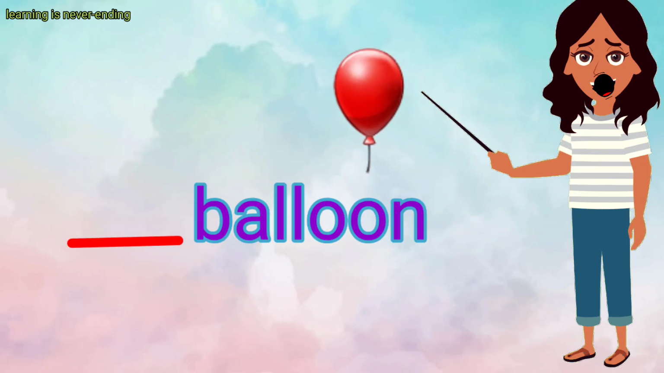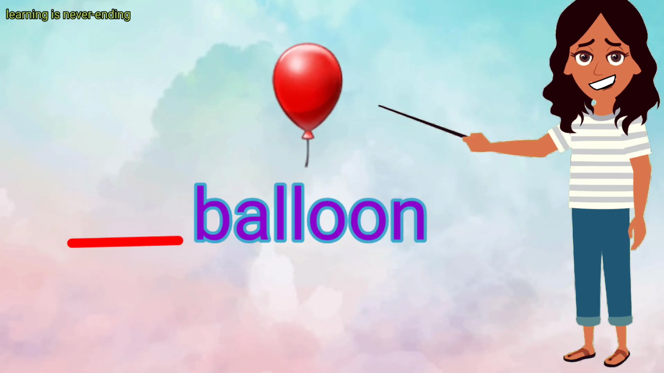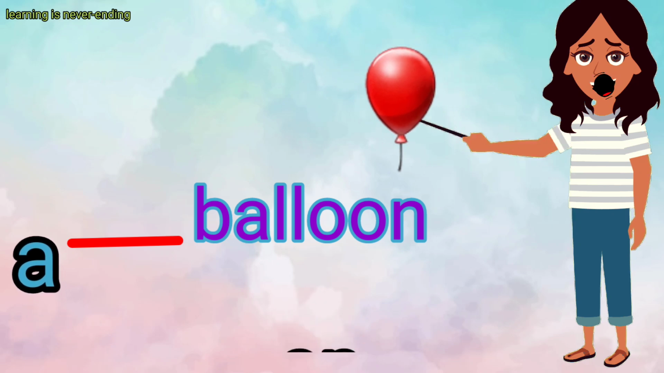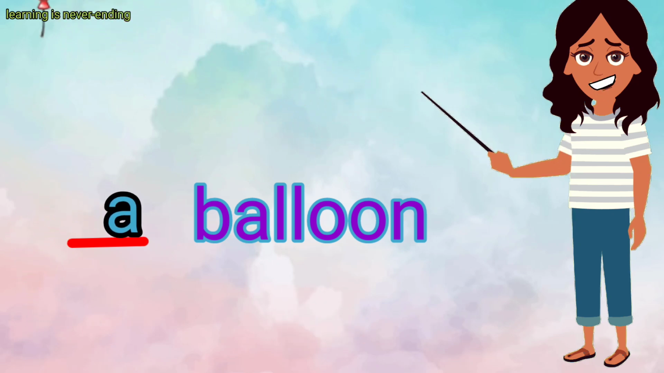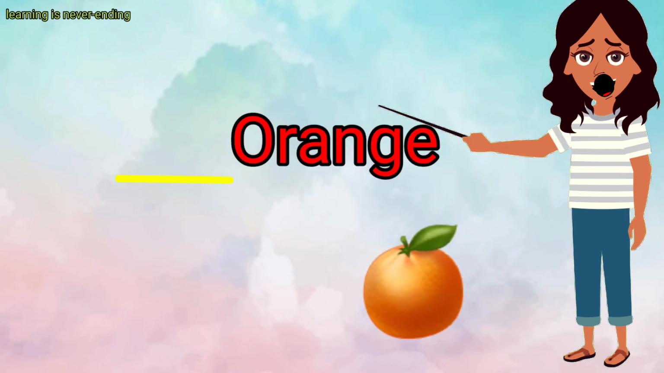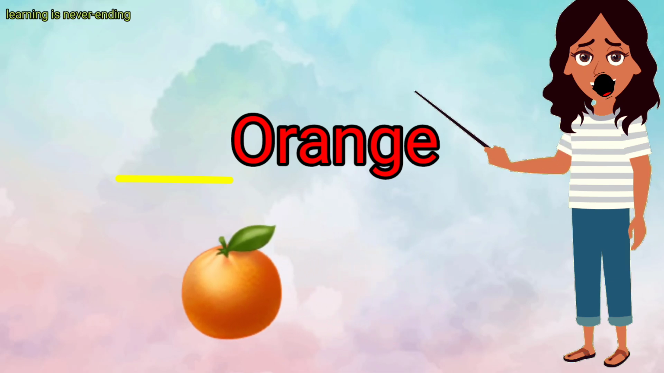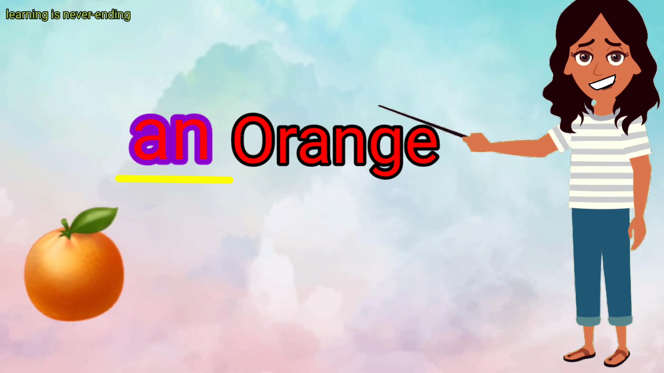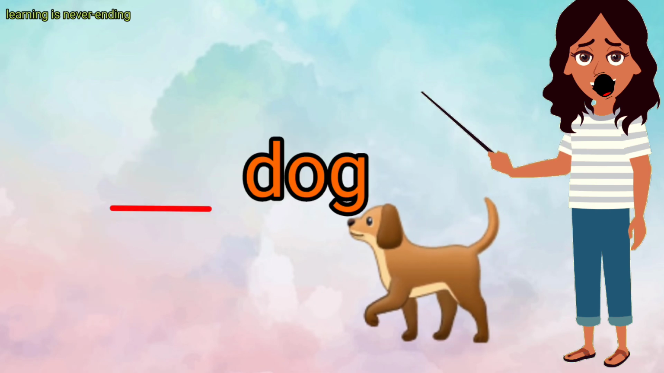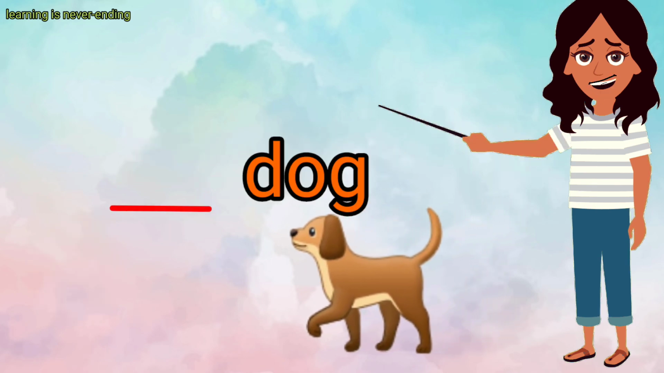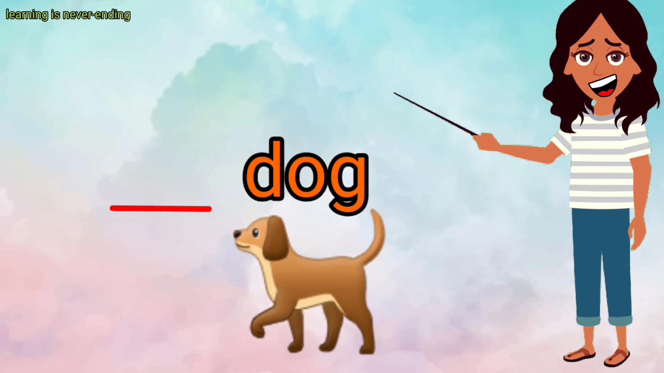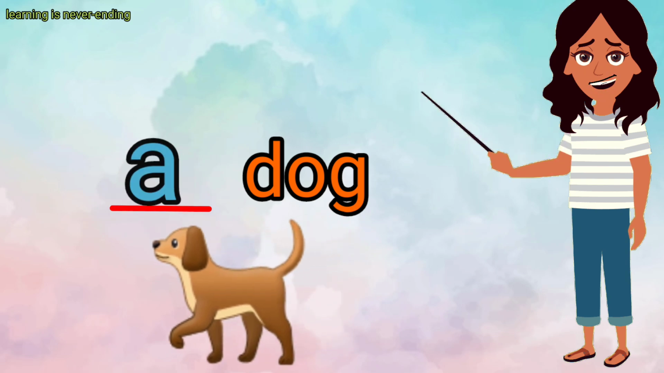Balloon. Please reply what will come here? A or an? A balloon because B is a consonant. Orange. O is a vowel. So what will come here? An orange. Dog. Dog starts with a D. So a dog.